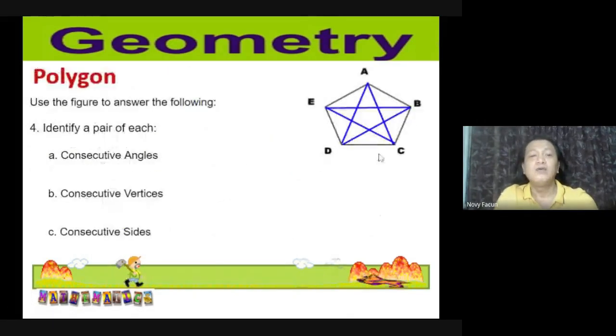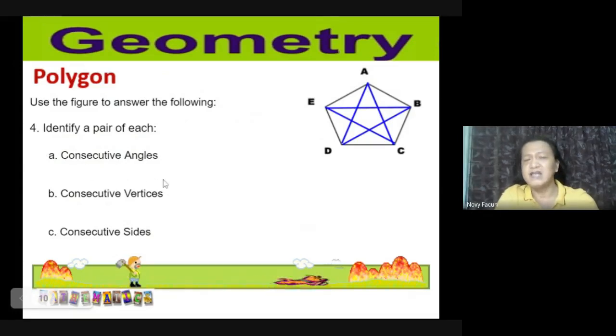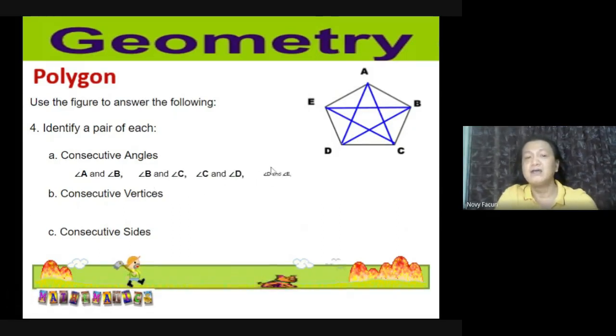Okay, so next we have, use the figure again to identify a pair of each: A, consecutive angles, B, consecutive vertices, C, consecutive sides. So, for the consecutive angles natin, ibig sabihin magkasunod na angle. So, we have angle A tsaka angle B. Don't forget the angle symbol. Next, we have angle B and angle C. Next, we have angle C and D, angle D and E, tsaka angle E and A. So, kailangan magkakasunod lang siya.